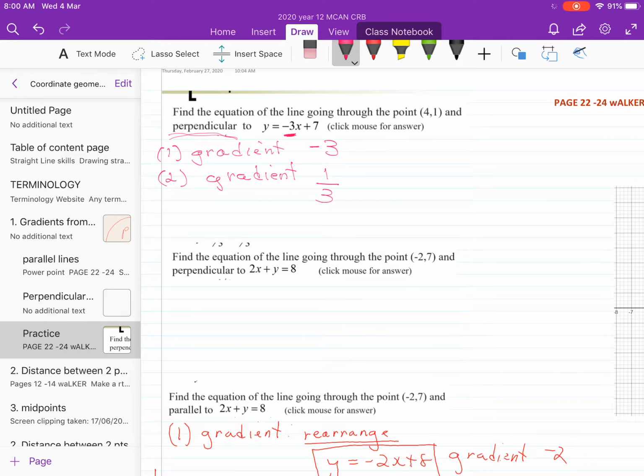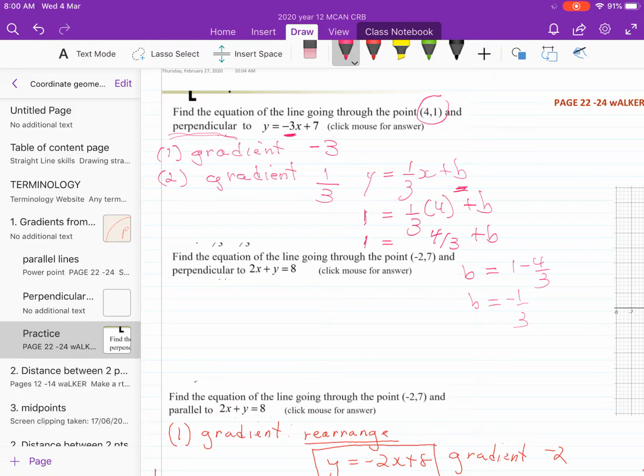So of the new equation, I know this much: 1/3 x plus b. But I don't know b. So in order to find b, I need a little bit of algebra. I use this point, and that's x and y. So I substitute that point in, and I get y is 1, and x is 4. And then I get 1 is equal to 4/3 plus b. And then b is equal to 1 minus 4/3, which is negative 1/3.